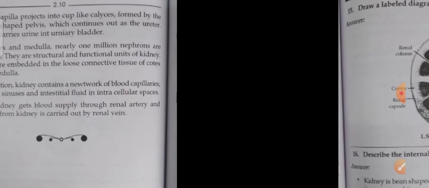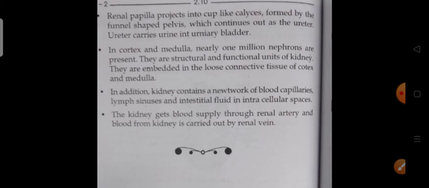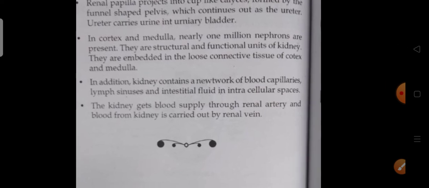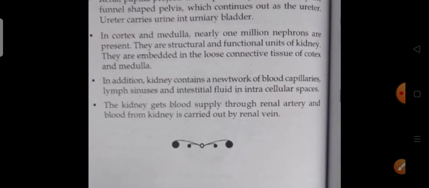Next, the renal papillae project into the cup-like calyces formed by the funnel-shaped pelvis, which constitutes the ureter. The ureter carries the urine into the urinary bladder. From the urinary bladder, the urine is passed through the urethra. In the cortex and medulla, nearly 1 million nephrons are present. These are the structural and functional units of the kidney. They are embedded in the loose connective tissue of the cortex and medulla. The kidney contains a network of blood capillaries, lymph, sinuses and interstitial fluid in intercellular spaces. The kidney gets blood supply through the renal artery and blood from the kidneys is carried out by the renal vein.